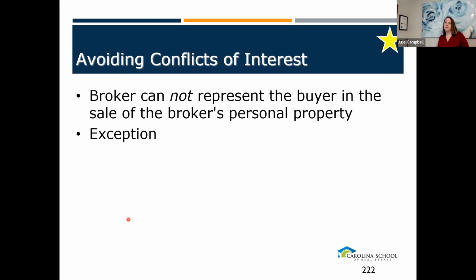Major conflict of interest. All good rules have an exception. The exception to this one, if it's a commercial listing, and you own less than 25%. So you own a commercial listing, but your ownership interest is less than 25%. You may be able to represent the buyer in that transaction as long as you go into it with full disclosure. Let them know going into it, your name's on the deed, you have a 20% interest. Are you comfortable with this? If so, we'll proceed. If not, we've got to find somebody else to work with you, somebody else to represent.